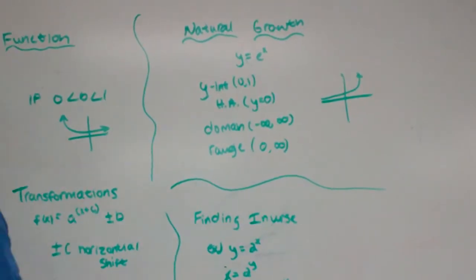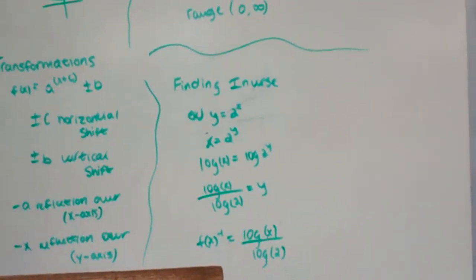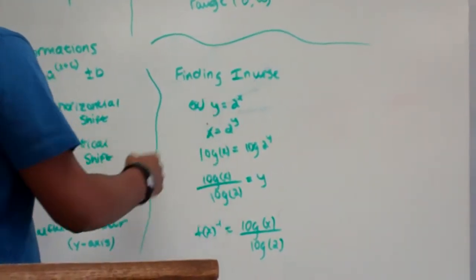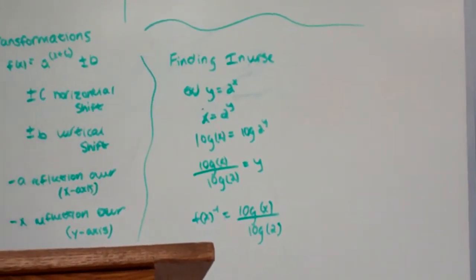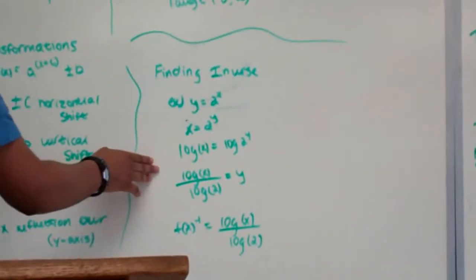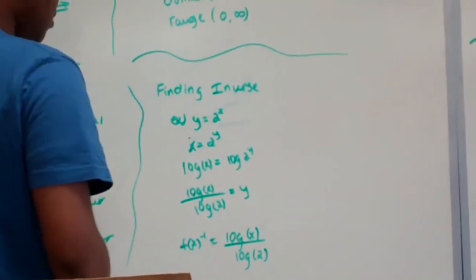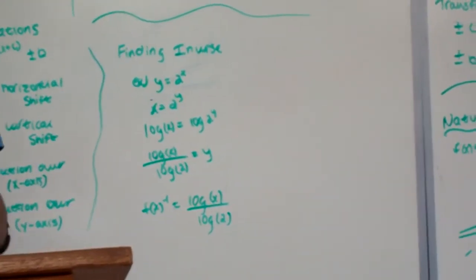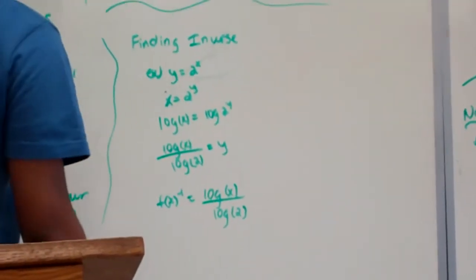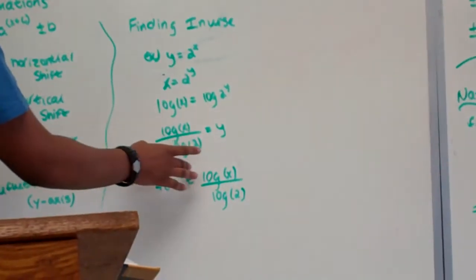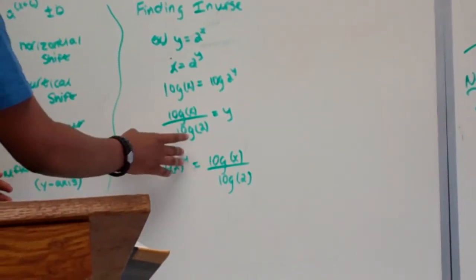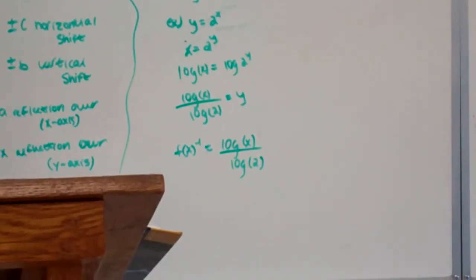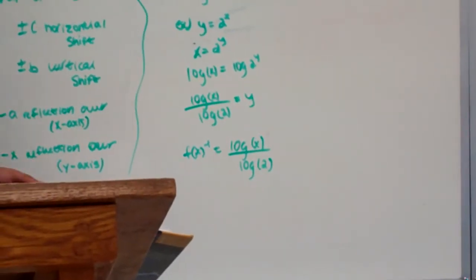And something that's important is finding the inverse. If you're given the equation y equals 2 to the x, to find the inverse you'll switch the x and the y, giving you x equals 2 to the y. And using our properties of logs, if you take the log of both sides, giving you log of x equals log of 2 to the y, your y goes in front of the log. Simplifying, dividing both sides by the log of 2, you will get your inverse function of f of x. The inverse of f of x equals the log of x over the log of 2.